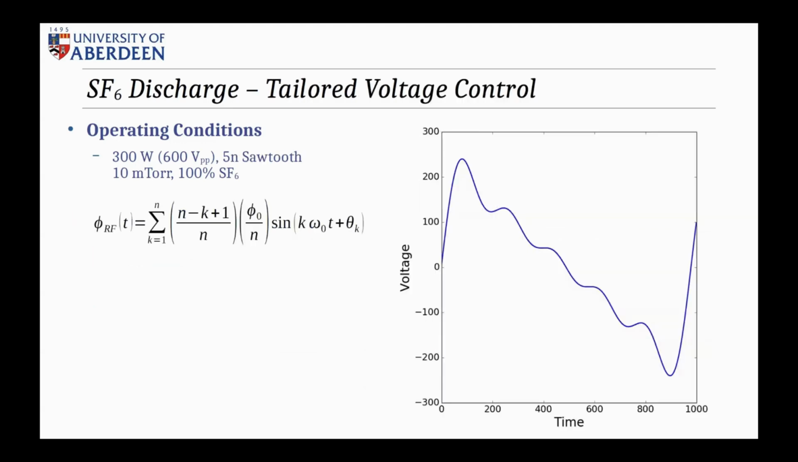However, what we're going to do is reapply the tailored voltage control and see if we can fix that. So really inhomogeneous discharge. I'm not going to use a peak and valley. I'm going to use this modified sawtooth. So this modified sawtooth has this term here.